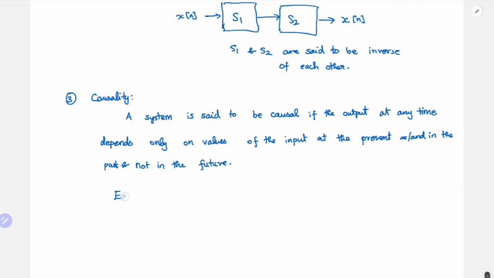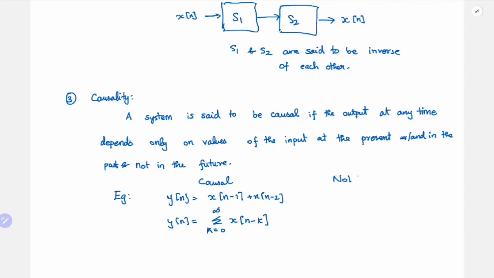So what examples can you think of? So y of n equal to x of n minus 1 plus x of n minus 2, right? Or you can have y of n equal to summation, let's say k equal to minus infinity to 0 of x of n plus k. Or you can take it from 0 to infinity and use n minus k. So it is still causal because it is depending on the present input and all the previous inputs, right? So these are causal systems.